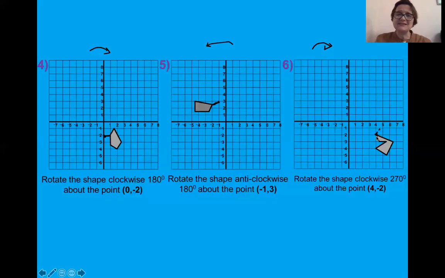So this is it for today about the rotations. Tracing paper, don't forget, and rulers and a pencil to make those rotations as accurate as possible.